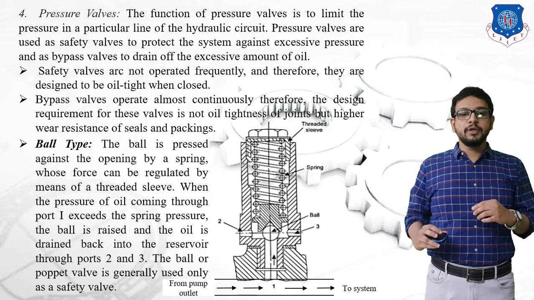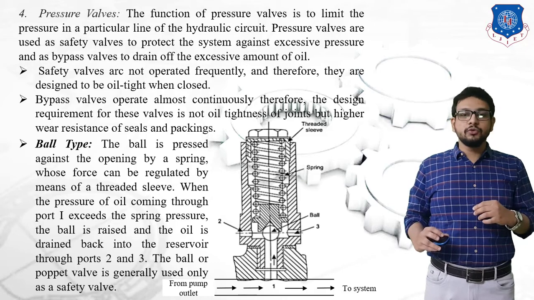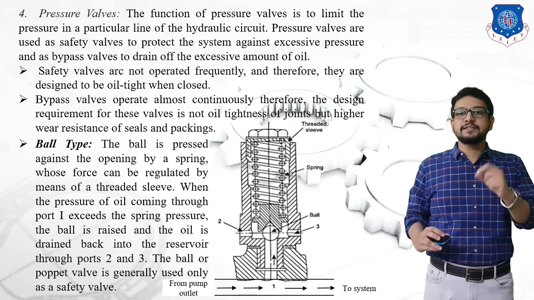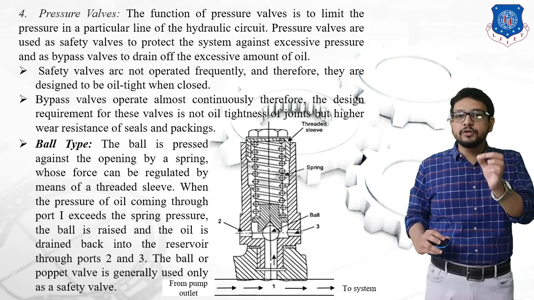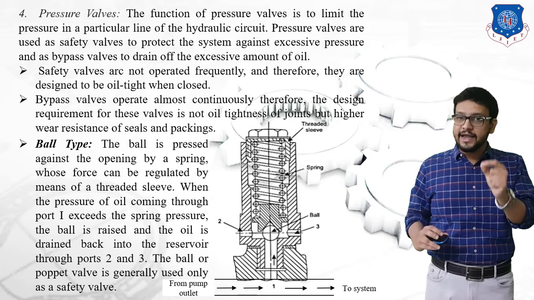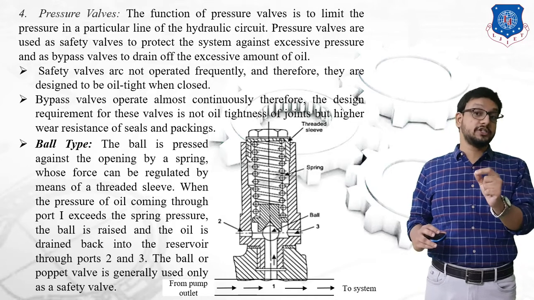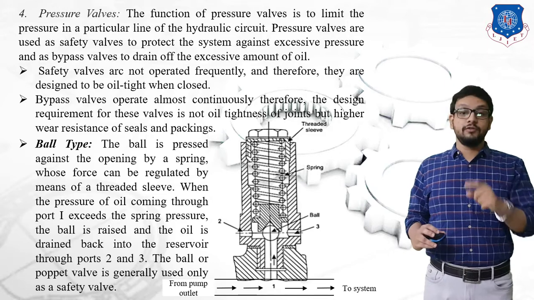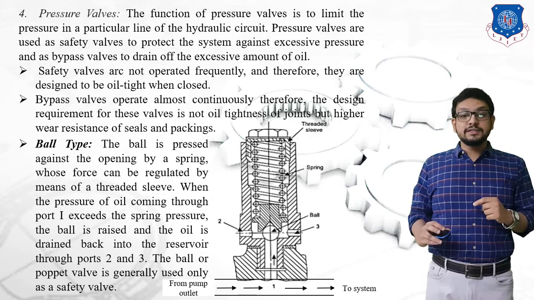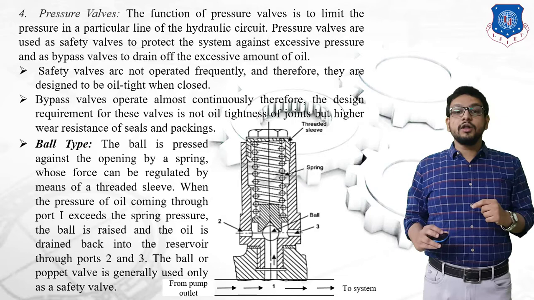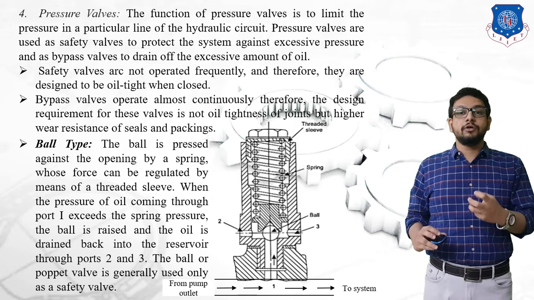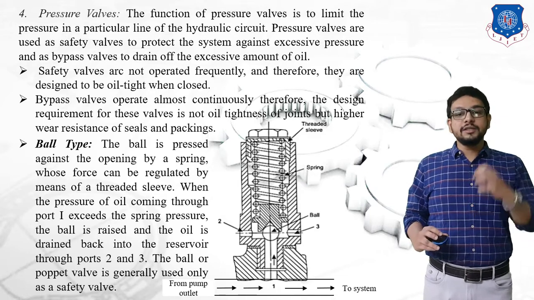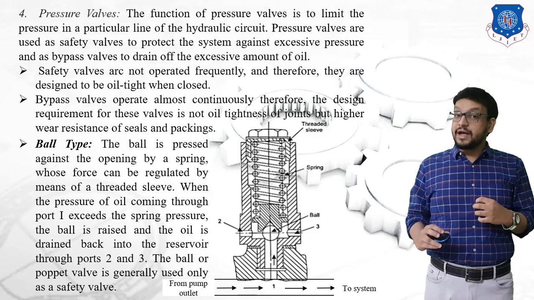Now the oil is coming from a pump outlet, and it is trying to go into a system. When a pressure exceeds beyond a permissible limit, remember this term, pressure inside a line exceeds the permissible pressure limit, only at that time this ball type valve will act as a safety valve. Now within this you can see there is a ball provided. This ball is resting on a valve seat, or a ball seat, and on this ball a pressure is exerted by the spring.